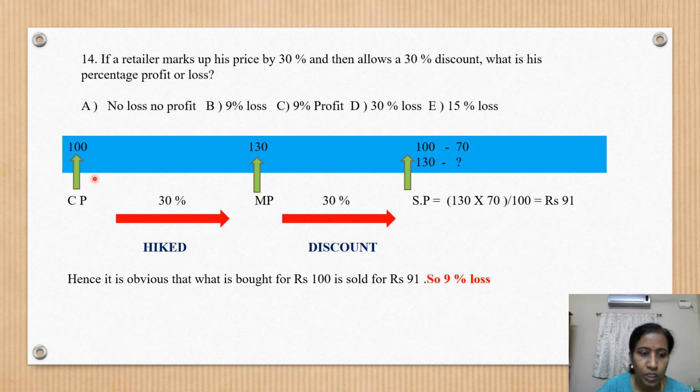I repeat, cost price is 100. I increase the price by 30%, so it becomes 130. On this, I am giving 30% discount, which I am calculating like this. If it is 100 on the tag, I sell it for 70. If it is 130 rupees on the tag, what will I sell for? And that calculation comes to 91. And 100 minus 91, 9 rupees is my loss, and 9% is loss percentage.